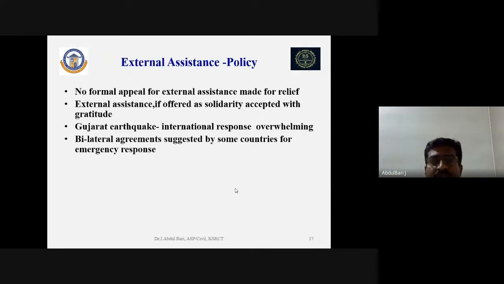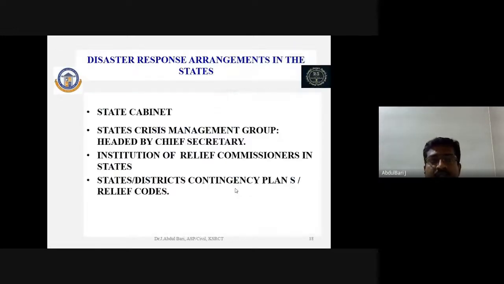The external assistance policy involves assistance, if offered as a gesture of solidarity, being accepted with gratitude. And after good judgment, an overwhelming international response has been given for national disaster management activities. And bilateral agreements suggested by some countries for emergency responses will be looked after as external assistance.